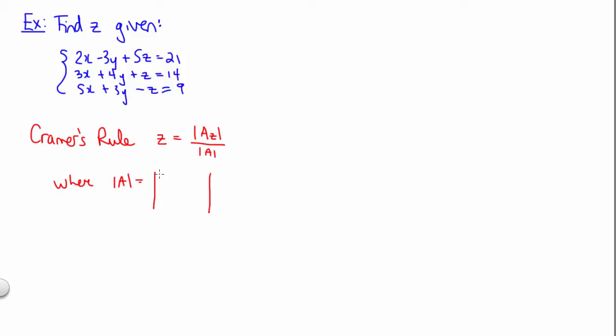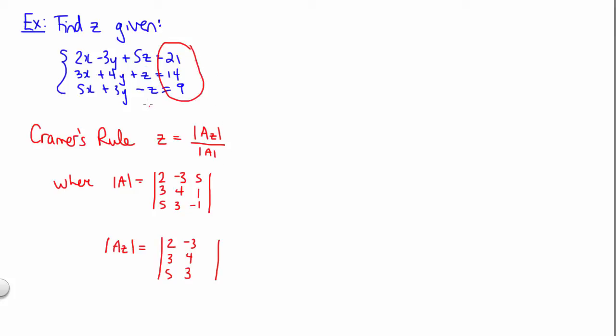So we're talking about the determinant of 2, -3, 5, 3, 4, 1, 5, 3, -1, just pulling the coefficients out of the system. Now the determinant of Az represents the determinant of the following matrix. We're going to copy down A, but we're going to replace the column for z, meaning the third column, with the constants that appear in the system. So instead of writing out the coefficients of z, we're writing out 21, 14, and 9 in that last column.